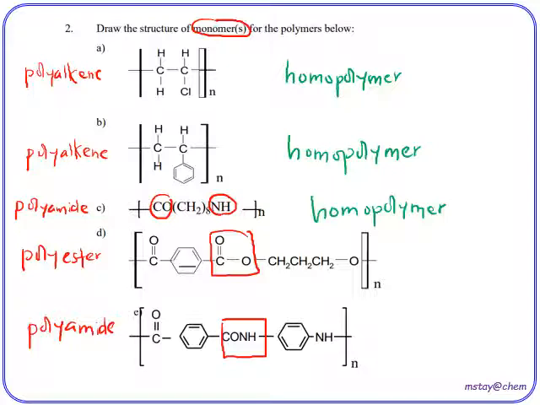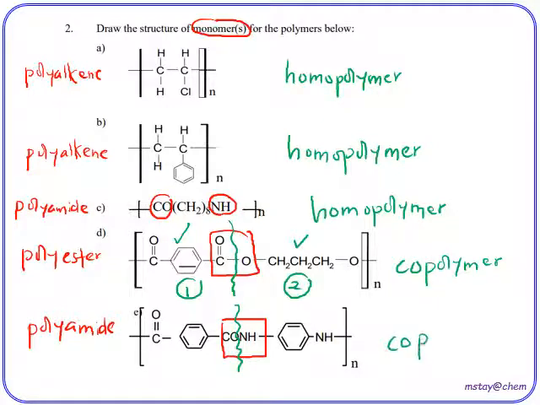For structure D, because we can see the C double bond O and O, it means that we can break it down like this, which is molecule 1 and molecule 2, where we will complete the bond with the OH for monomer 1 and H with monomer 2. Because we have 2 different monomers, this is a copolymer. The same case happens to the polyamide, so structure E is also considered a copolymer.